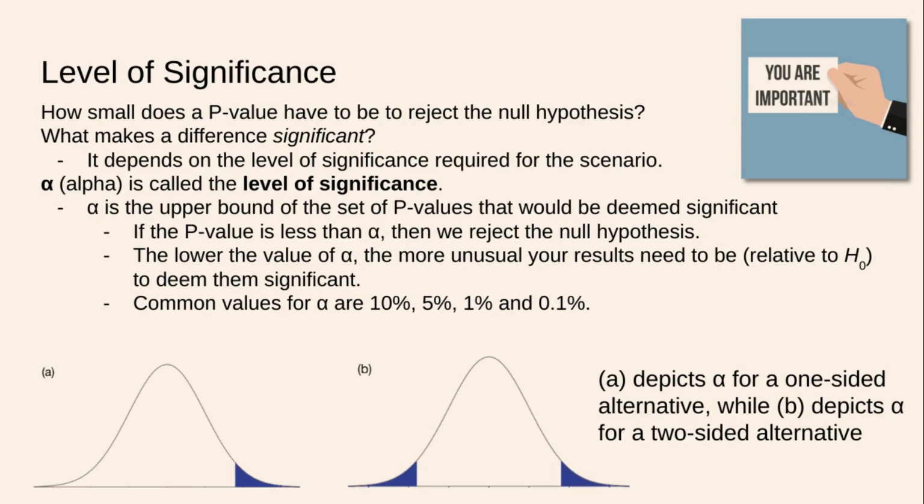Letter A depicts alpha for a one-sided alternative, while B depicts alpha for a two-sided alternative. So we have an area on the left-hand side over here that is specifically on the right tail. It might as well be on the left tail, but it's a one-sided alternative, whereas on the right-hand side, we have another bell curve with area on both sides. That is a two-sided alternative. So that shaded part represents alpha, a probability of getting especially unusual results.